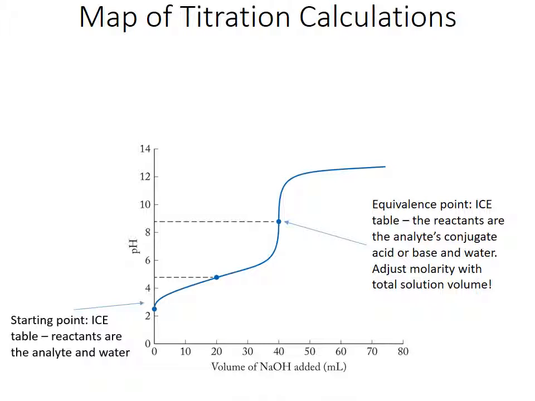By this time, you've converted all of your analyte to its conjugate species, that conjugate acid or base. So now you have that weak acid or base interacting with water. Before you start your calculation, remember to adjust the molarity by calculating the total solution volume.